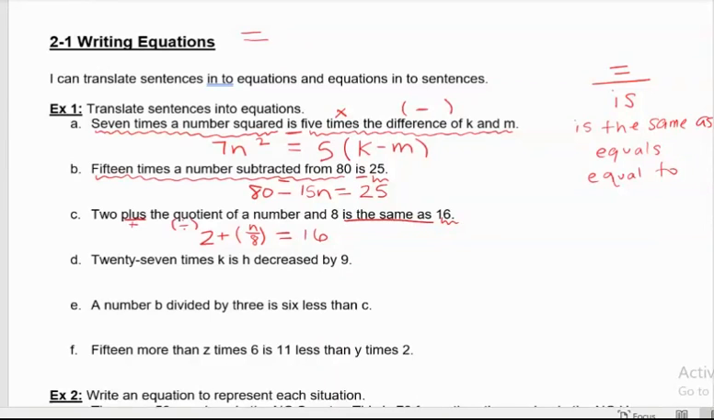Letter D. 27 times k is h decreased by 9. So I have "is" here, that tells me equals. H decreased by 9, decreased by tells me subtraction. So I have h minus 9. And I have 27 times k on the other side. 27 times k. So those are my two separate expressions. And then my equal sign is in the middle there.